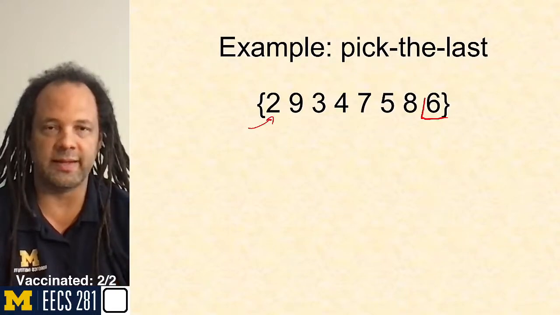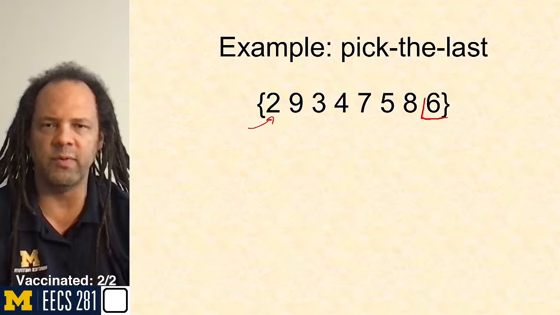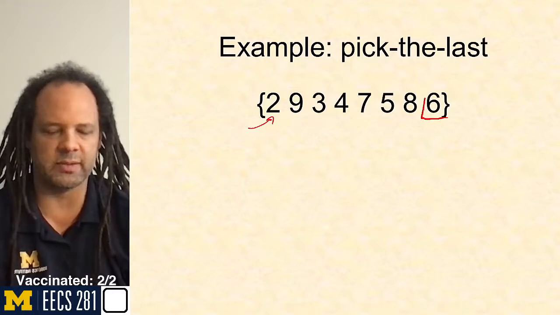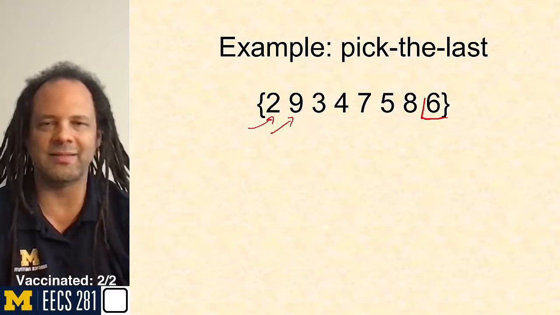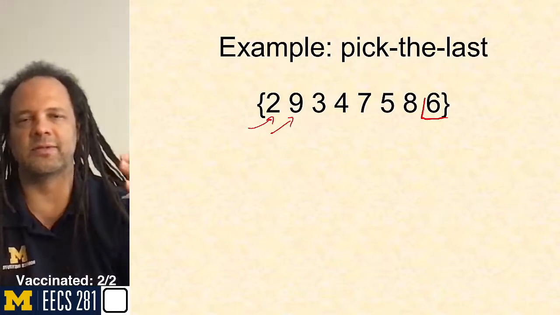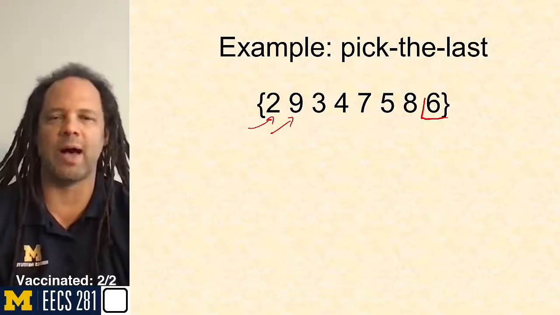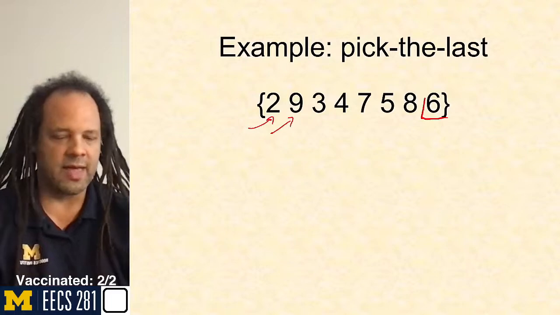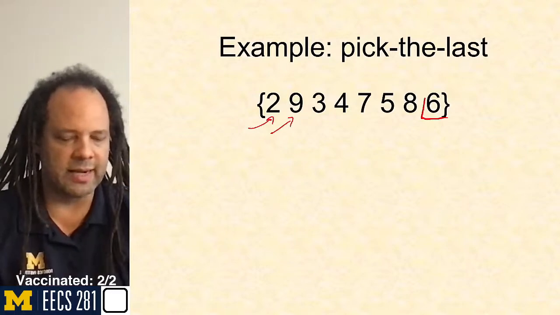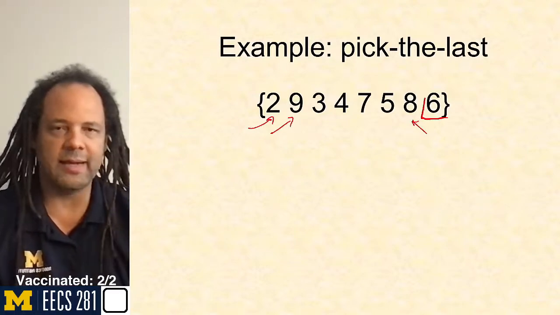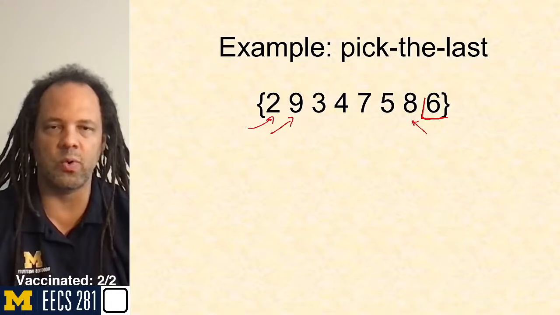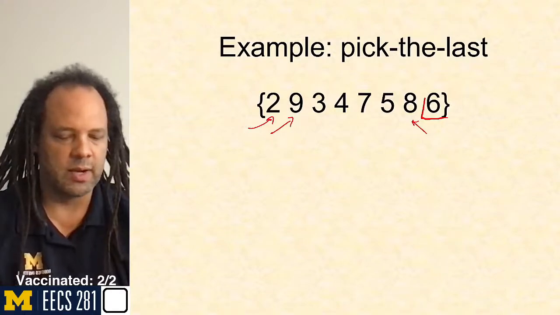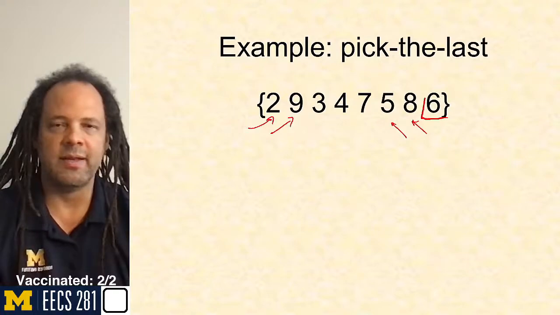2, that's less than 6. I'm perfectly good with moving past that. That's my left plus plus. 9, now this is not less than 6. This looks like a great candidate to swap out of the way. Then I'm going to start from the right-hand side and say, well, how about 8? 8 is greater than 6, so we're fine with that. Let's leave it alone. Now 5, not greater than 6.